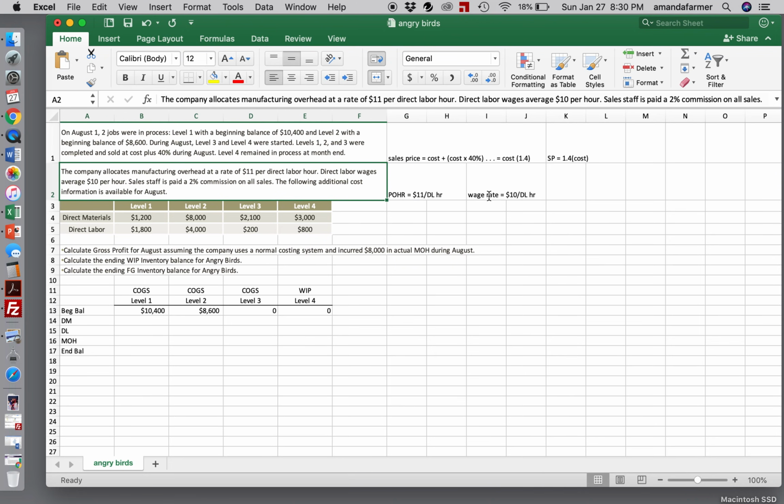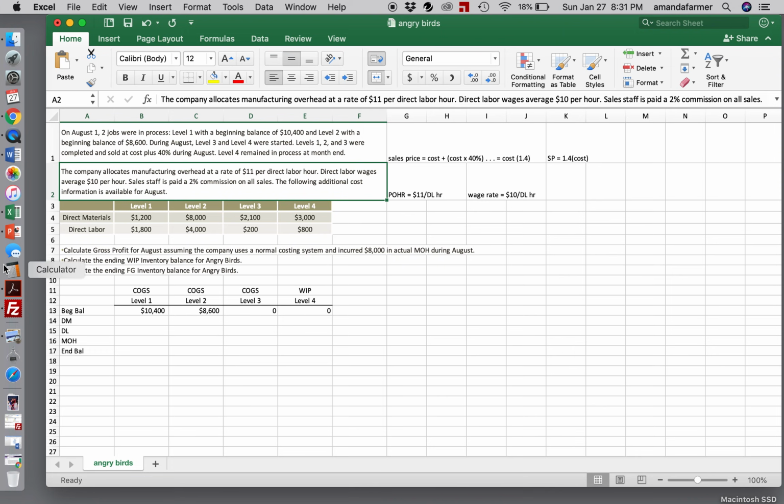Let's keep reading. It says the sales staff is paid a 2% commission on all sales. Now, I'm going to be straight up. That's a trick, because that is an example of a marketing expense, which, remember, is a link in the value chain. That is not a product cost. If you look down at the questions very quickly, you'll see that they only ask you to go through gross profit on the income statement, which means that anything that's a period cost is irrelevant, and therefore that 2% is not included at all in the calculations.